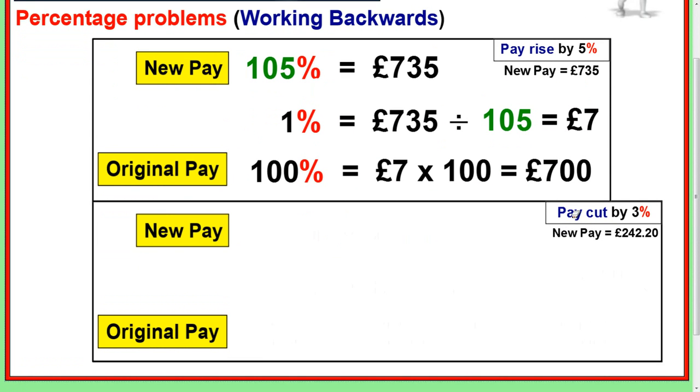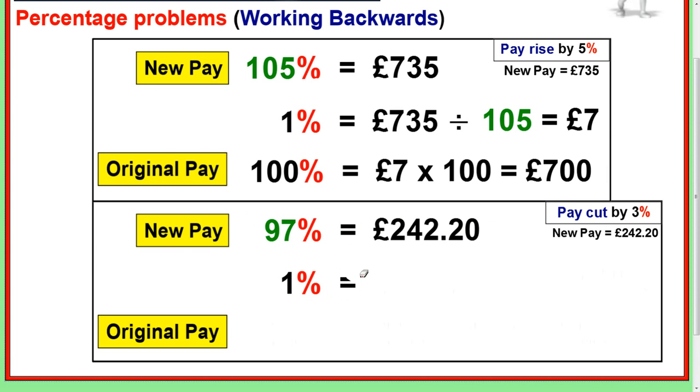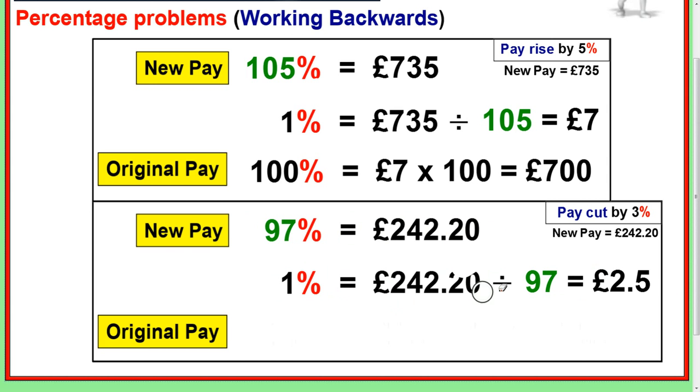Again, if you're looking at a pay cut, so a pay cut by 3% gives you £242.20. Well, you take your 3% away from 100, so that will give you a starting value of 97%. And then the same idea, you get down to 1% by dividing by 97. So take this value, divide by 97, and that gives you 2.5 or £2.50. Then to get back to 100%, you take this answer here and times it by 100.